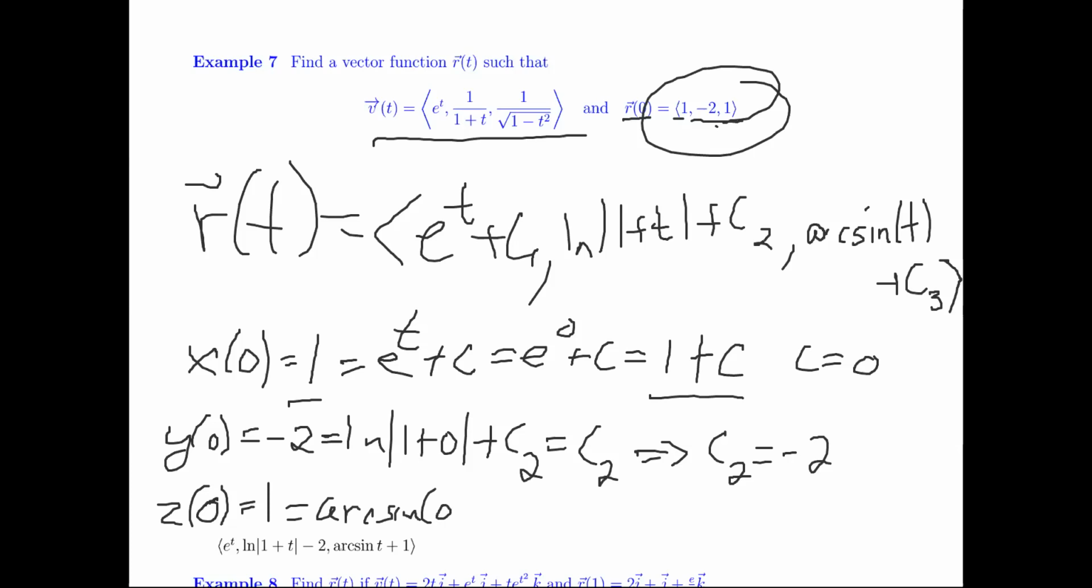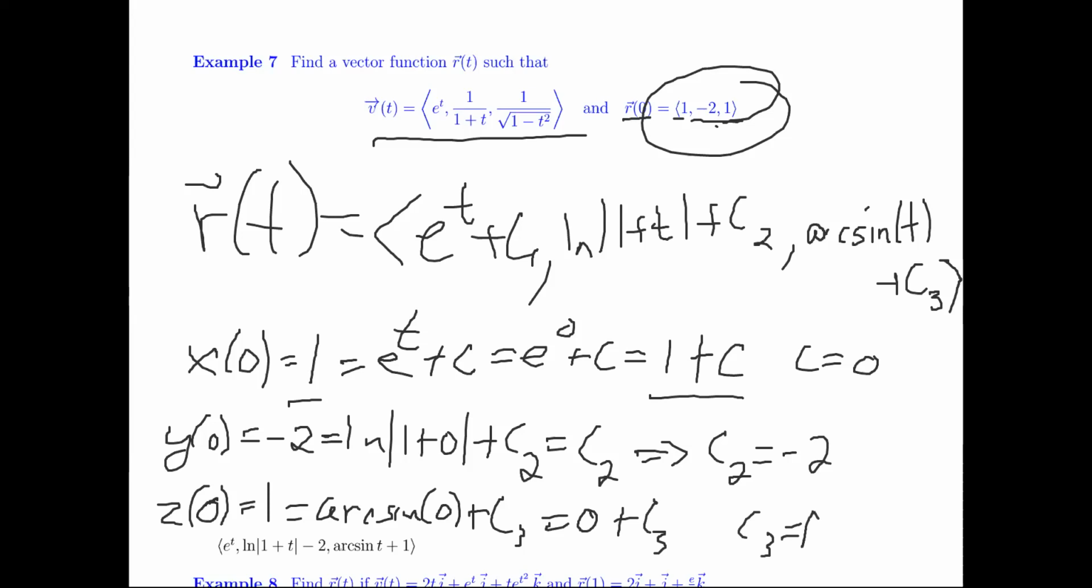So arc sine of 0 plus C3. Well, arc sine of 0, what does that mean? That means what is the angle that we have to plug in to output a 0 when we plug it into sine? Well, that angle is 0. So we in fact get 0 plus C3 here. This implies that C3 is equal to 1.